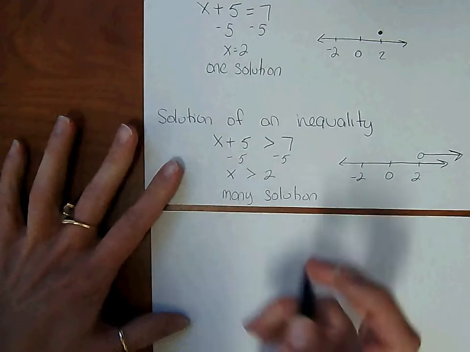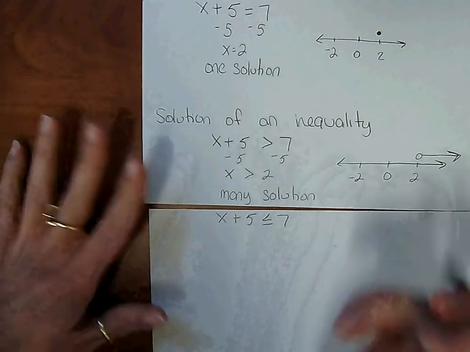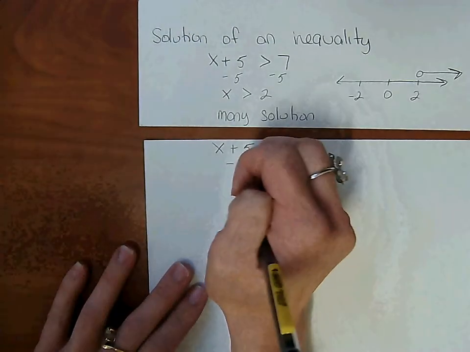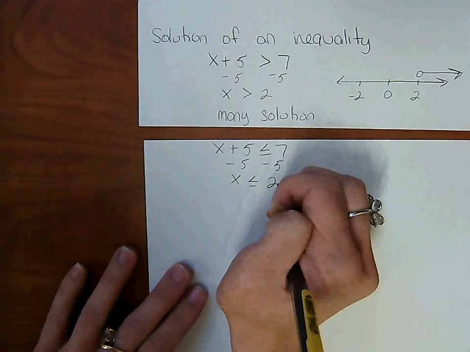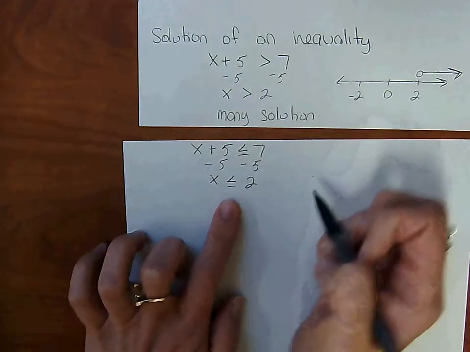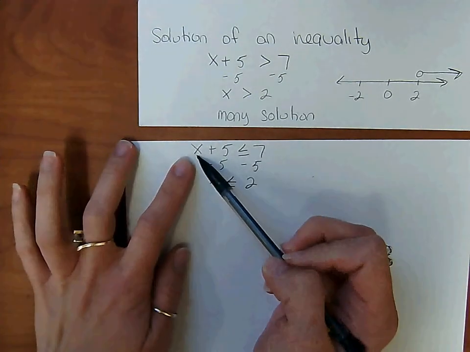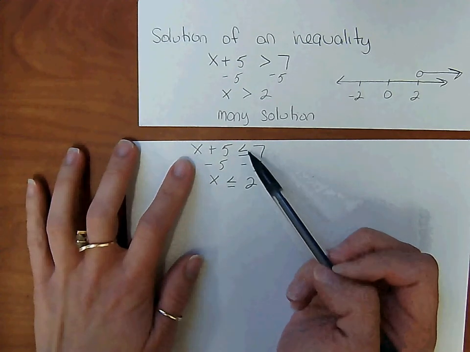So if this had been x plus 5 is less than or equal to 7, we would solve the same way. Subtract 5 on both sides. So x is less than or equal to 2. This time, 2 is included in the solution. Because if we plug in 2, 2 plus 5 is 7. 7 is not less than 7, but it is equal to 7.